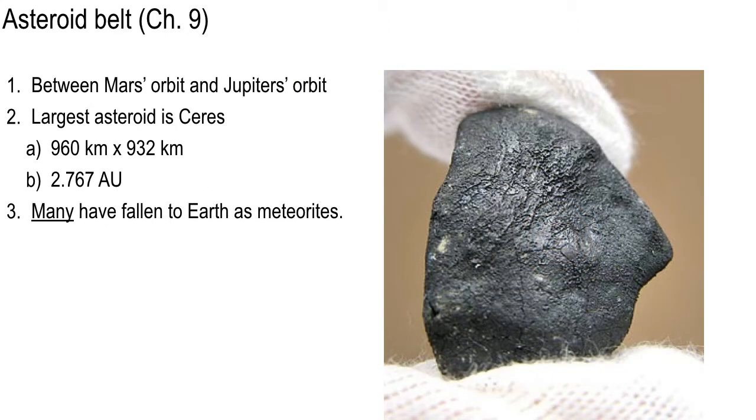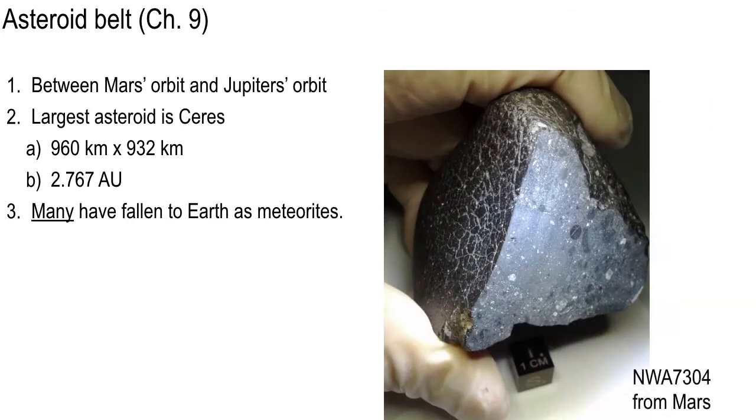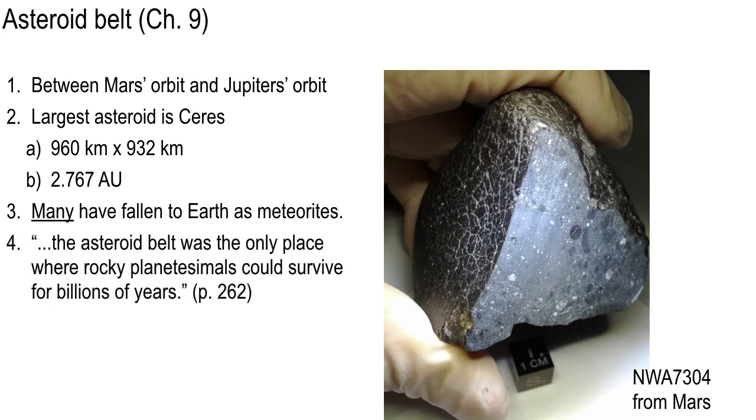Now, getting back to this basic outline, many of the asteroids have fallen to Earth as meteorites. Now, this is good old NWA 7304, which we have talked about, and which we will talk more about. Quote from page 262: the asteroid belt was the only place where rocky planetesimals could survive for billions of years. So they never formed really into a planet. Sometimes they get budged out of their orbit by collision with another one, because they're gravitating with the other stuff that's nearby them, and they'll get nudges from Jupiter.